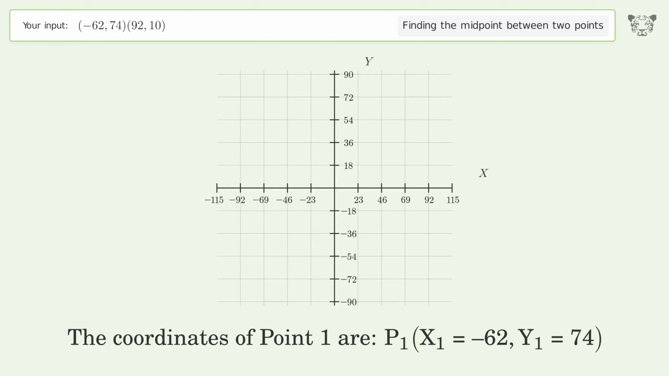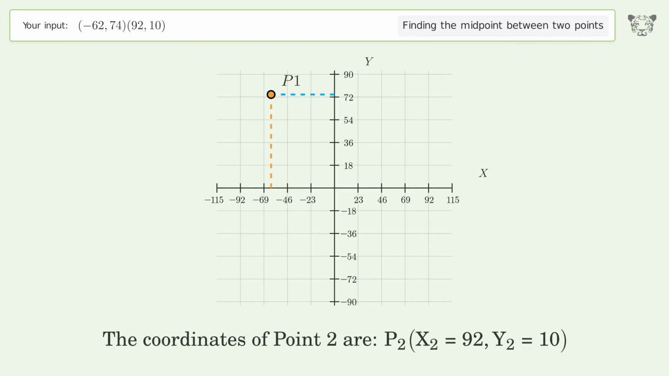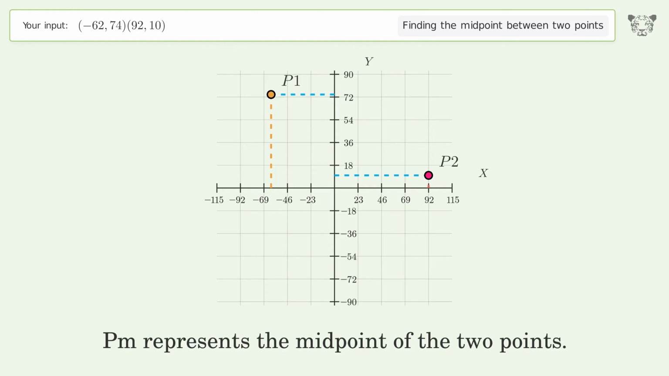The coordinates of point 1 are, x1 equals -62, y1 equals 74. The coordinates of point 2 are, x2 equals 92, y2 equals 10. PM represents the midpoint of the 2 points.